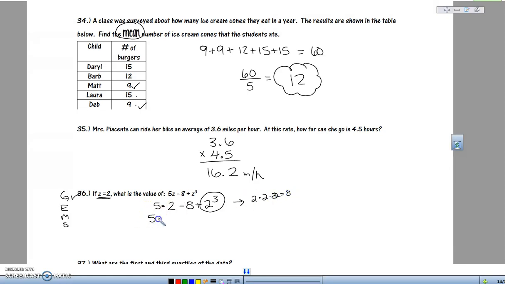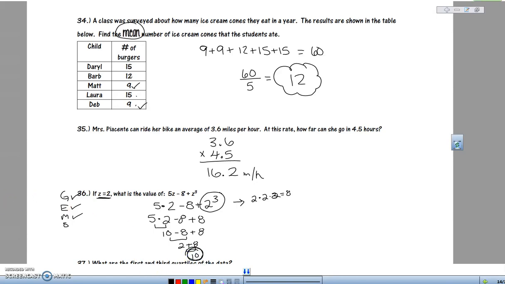So 5 times 2 minus 8 plus 8. I have multiplication. That's 10 minus 8 plus 8. I have subtraction and addition. I do whatever comes first. In this problem, subtraction comes first. So 10 minus 8 is 2, plus 8, and that gives me 10 as my final answer.